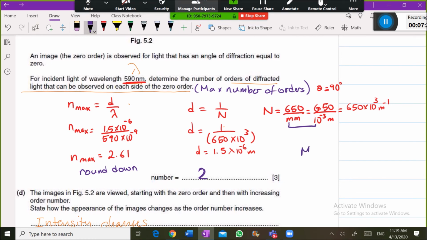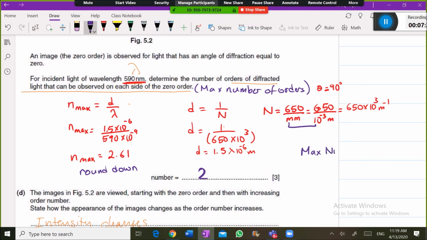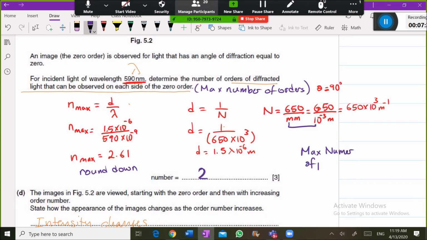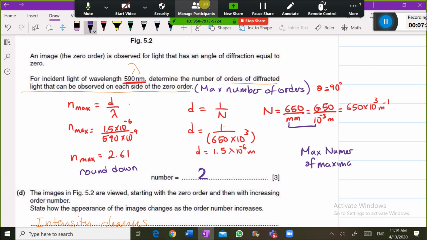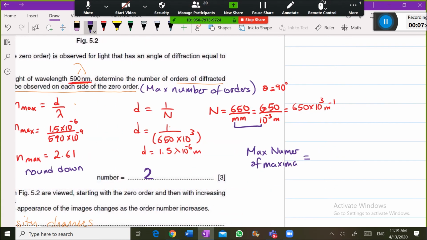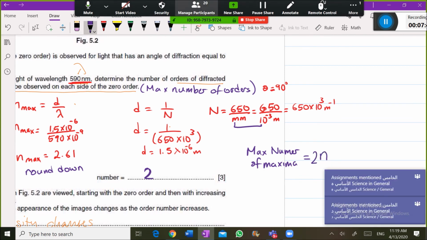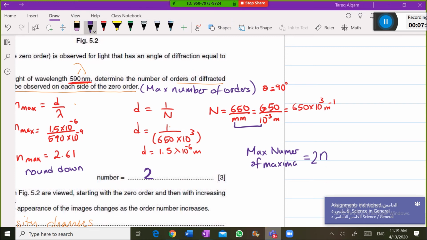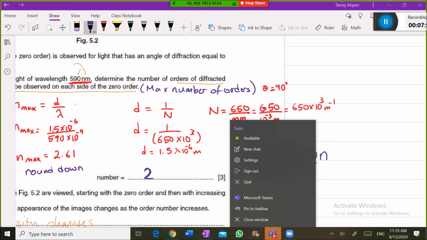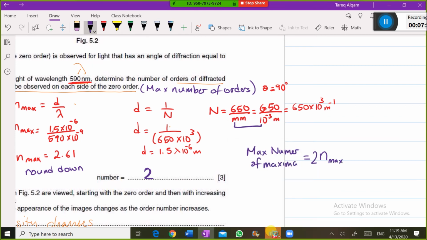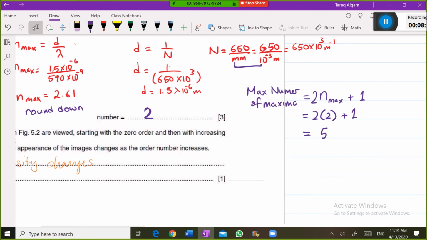Guys, if I want to find the maximum number of maxima, how many maxima did I see, I should use 2 times N max plus 1. N max is 2, plus 1, so I will observe 5 maxima, right? 5 maxima.